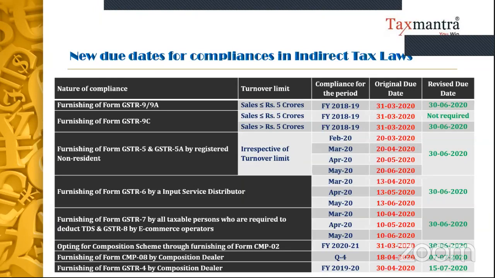Furnishing of Form CMP-08, which is done by the composition dealer. Earlier, it was known as GSTR-4, now it is known as the CMP-08 return. For the quarterly return of the fourth quarter, the due date was 18th of April. Now it has been extended to the 7th of July. Similarly, GSTR-4 for the financial year 19-20, the earlier due date was 30th of April, has been extended to the 15th of July.